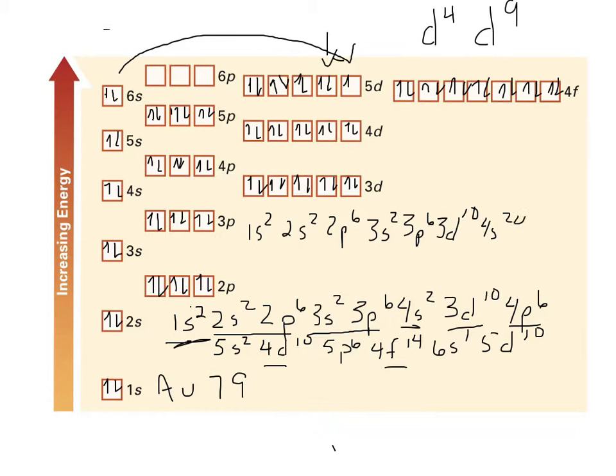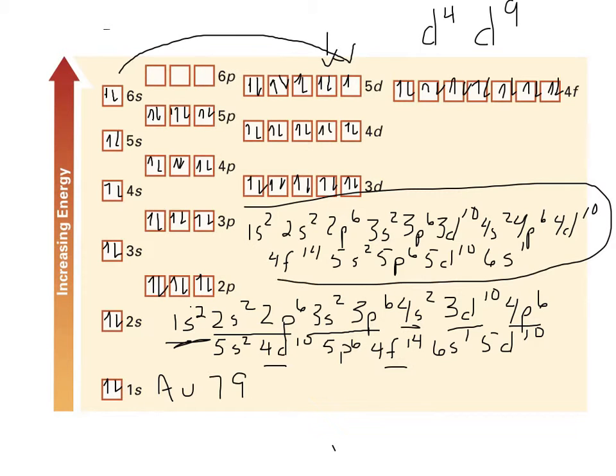4s2, 4p6, 4d10, 4f14. And then we get all of our 5s. We write those, 5s2, 5p6, what else do I have? 5d10. And then my only 6 is a 6s1. So this is the final answer when we do it.